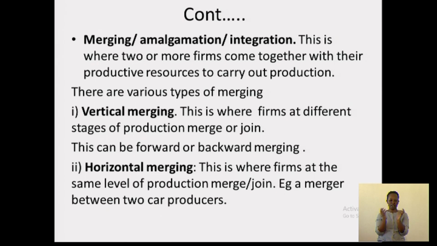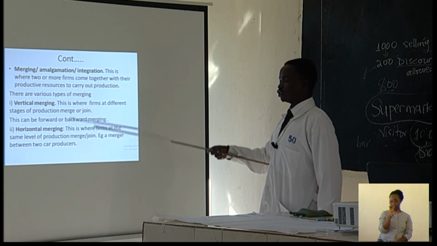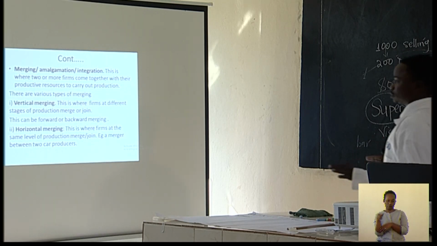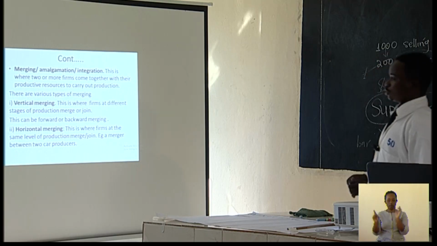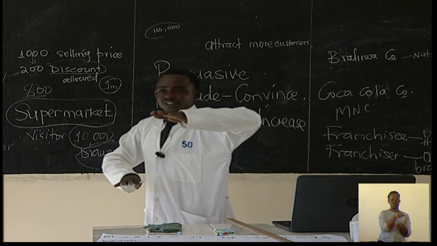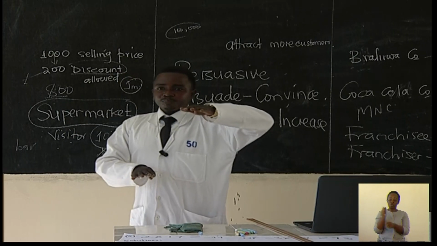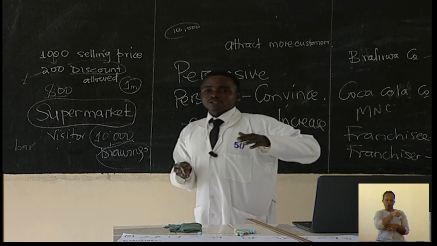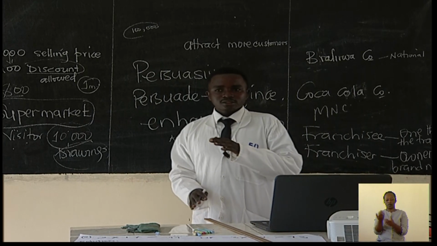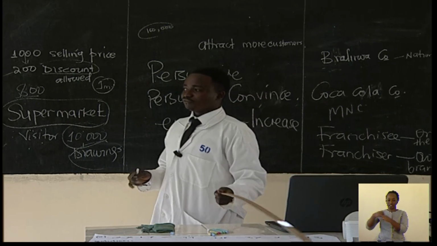Then merging can be put in two different forms. We have vertical merging, where farms at different stages of production merge or join. They integrate. For example, you are a dealer in timber, then you merge with someone making furniture. You are at different stages of production. Or maybe someone making a car merges with someone making tires. That is vertical merging.